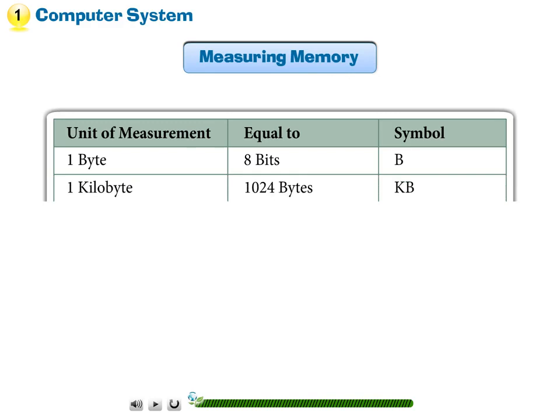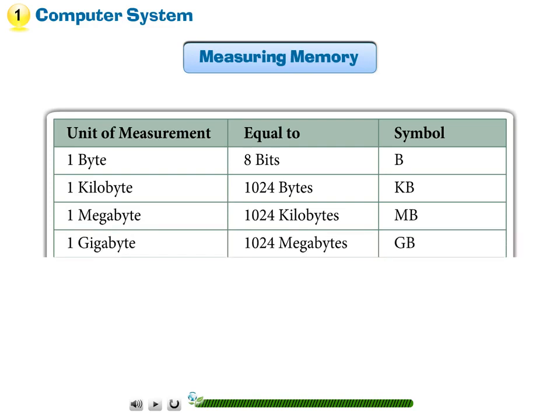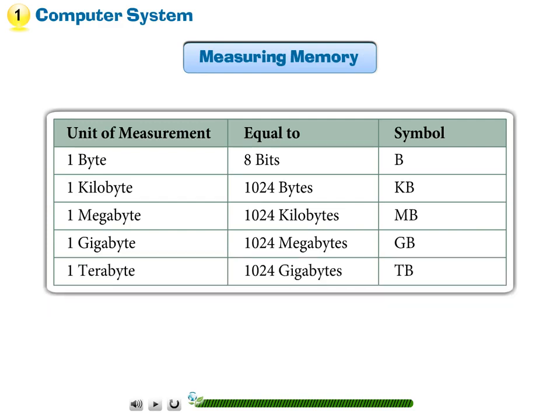1 kilobyte, 1024 bytes, KB. 1 megabyte, 1024 kilobytes, MB. 1 gigabyte, 1024 megabytes, GB. 1 terabyte, 1024 gigabytes, TB.